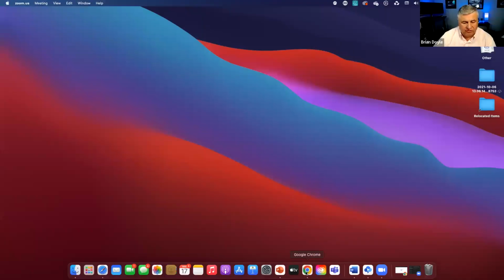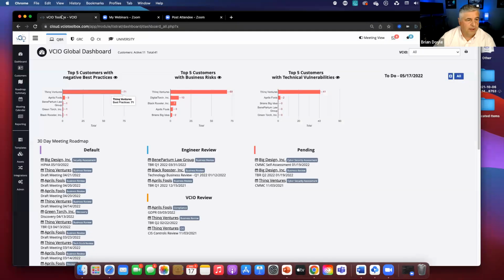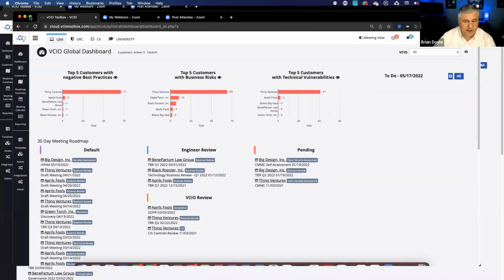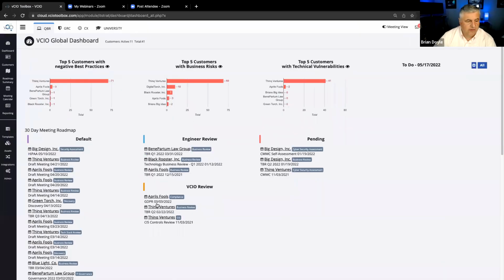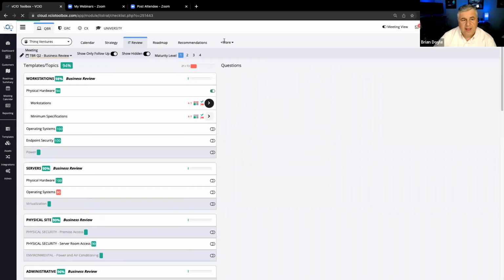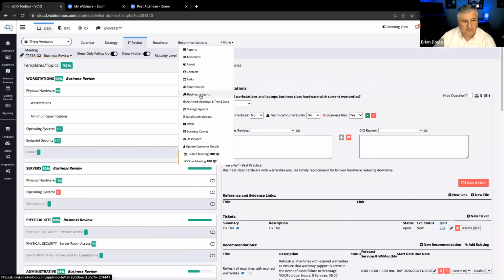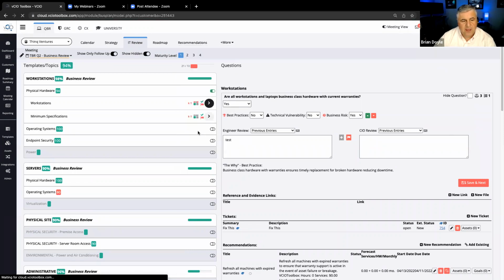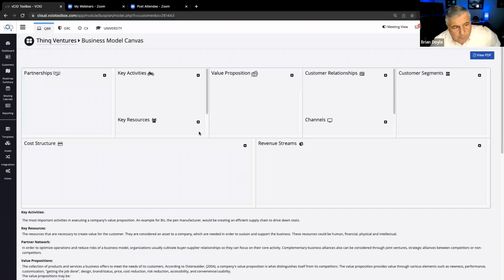So first thing I want to share with you is how to navigate to that within VCIO Toolbox. When you come into the application, you can click into your customer. And today the business canvas lives under what we call the more command in our menu, and will show up here. Now, what you're seeing on your page here is an example of a business canvas.